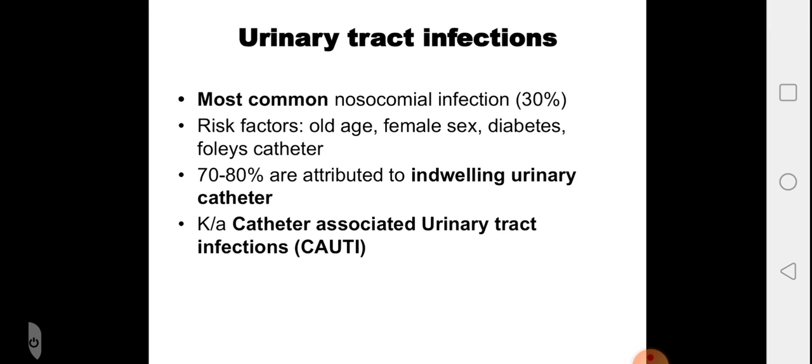Like the female sex is a risk factor. Female preponderance is because of the short urethra and close proximity to the vagina and anus. And Foley's catheter, which is an indwelling urinary catheter, is a very important risk factor causing UTIs. It contributes to 70 to 80% of UTIs. The UTI which is caused by use of Foley's catheter is known as catheter associated urinary tract infection, which is also known as CAUTI.